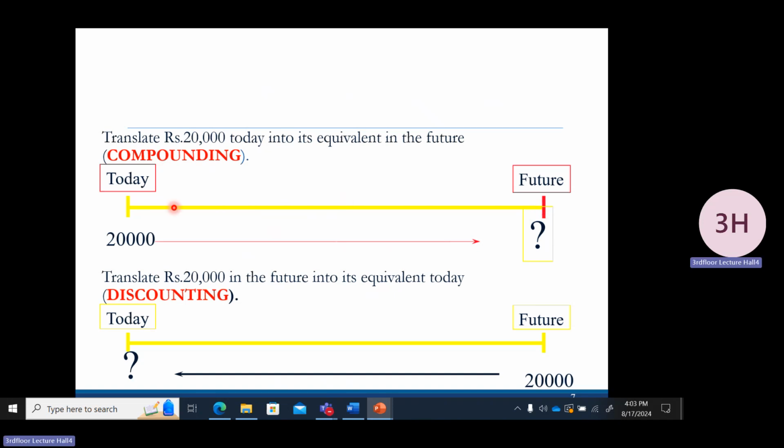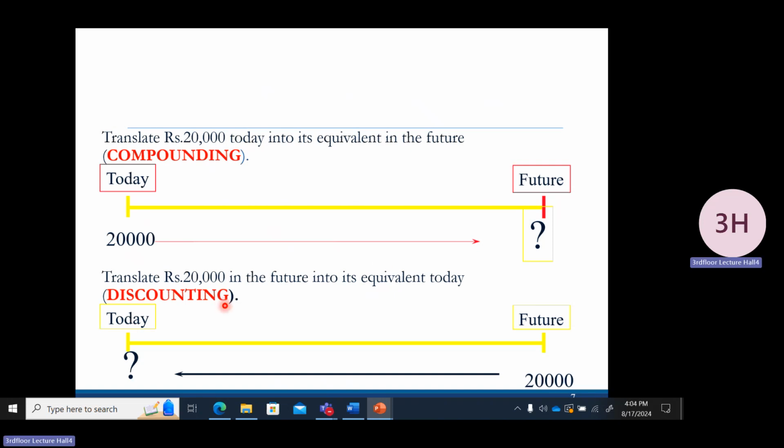Suppose you are getting this 20,000 today. If you want to calculate the future equivalent value of this 20,000 in 5 years, the applicable process is compounding. So you have to compound this 20,000 for 5 years. That is, we translate 20,000 today into its equivalent in the future. That process is compounding.